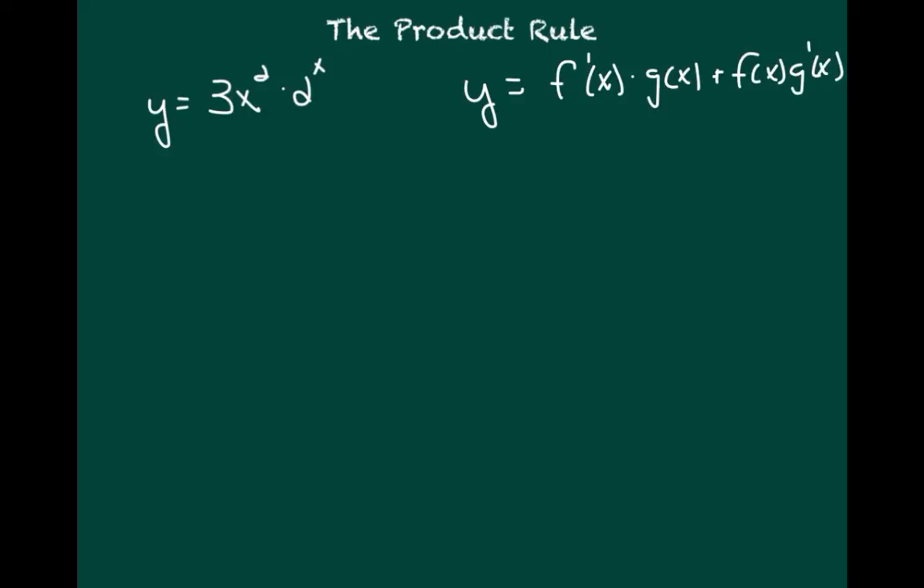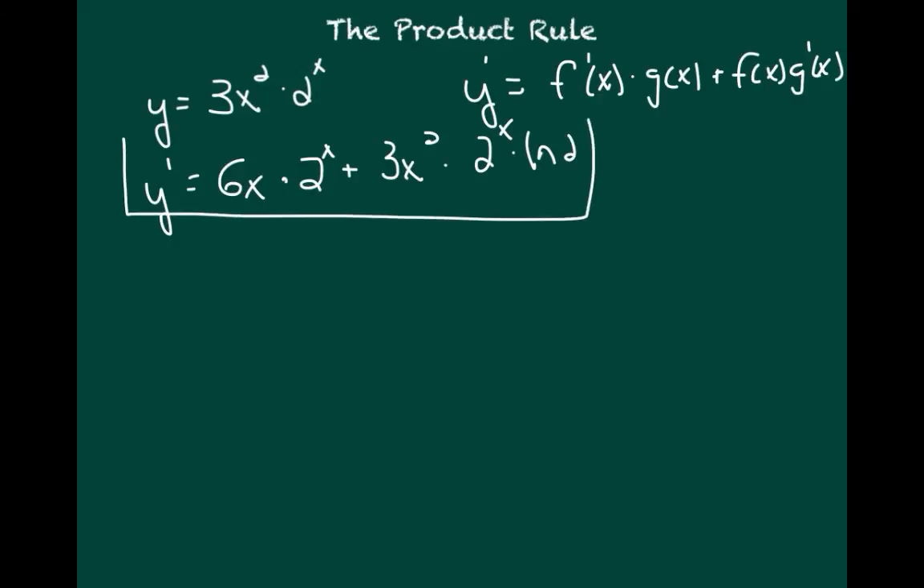So in this case, the first function is 3x squared. So the derivative will equal 6x, because that's the derivative of 3x squared, times the second, which is just 2 to the x, plus the first, which was 3x squared, times the derivative of the second, which, as you recall, is 2 to the x times the natural log of 2. Okay, so it's a little more complicated than it would have been had we just given you the derivative of each one, but it's correct.